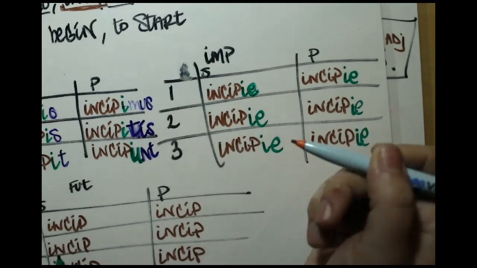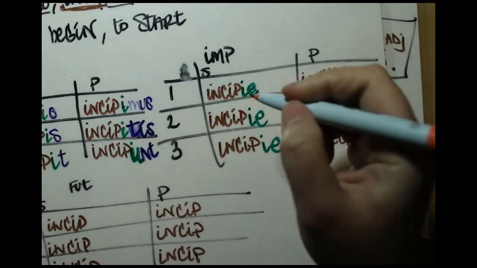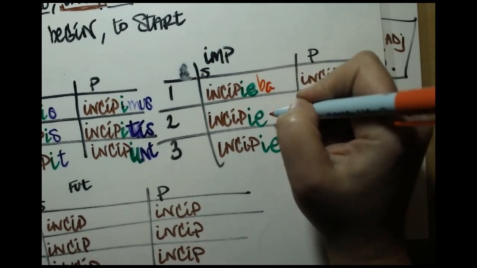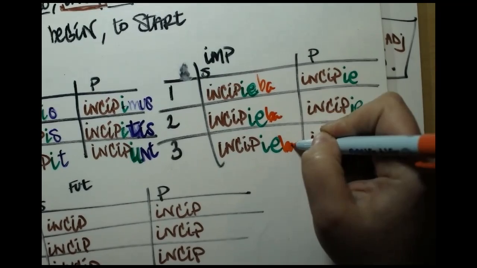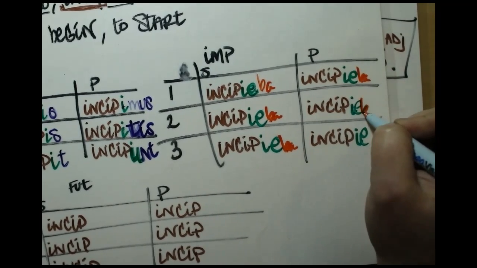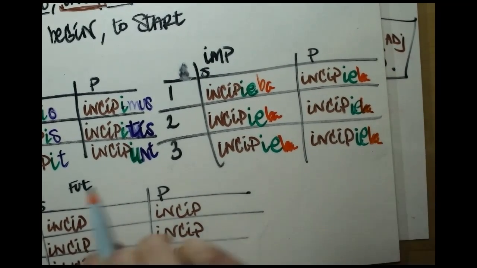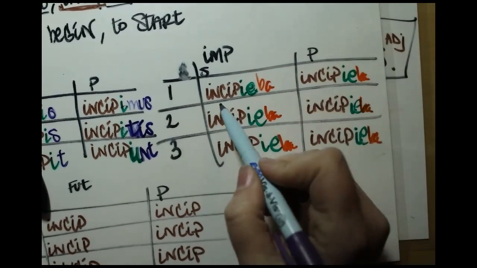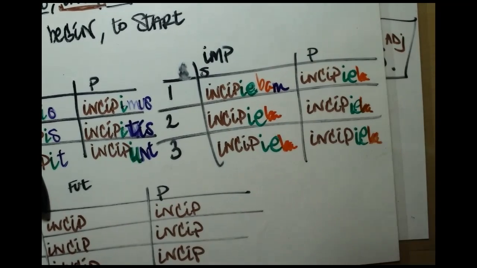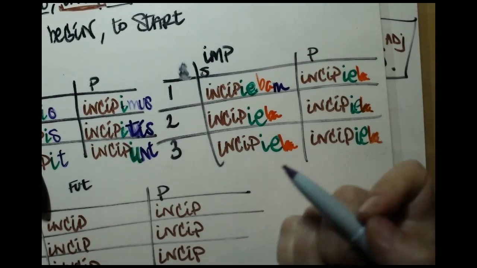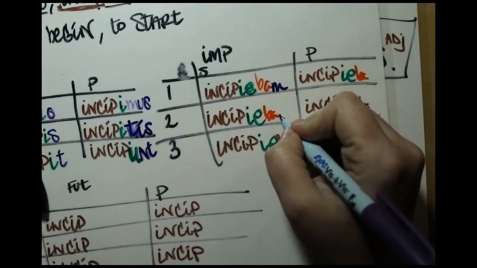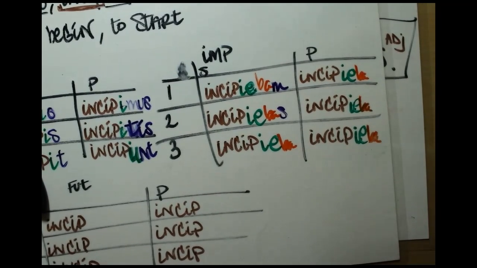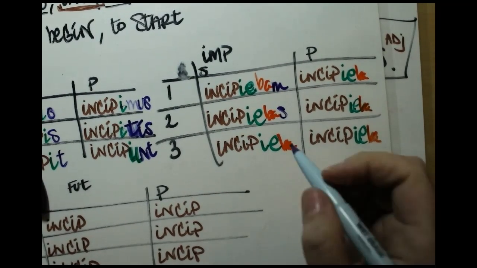Imperfect also has its tense indicator because it's going to have that with all of them: BA, BA, BA, BA, BA, BA. And then comes the personal ending. So incipiebam, I was starting, I used to start, I was beginning, I used to begin. Incipiebas, you were starting, you used to start, you used to begin.